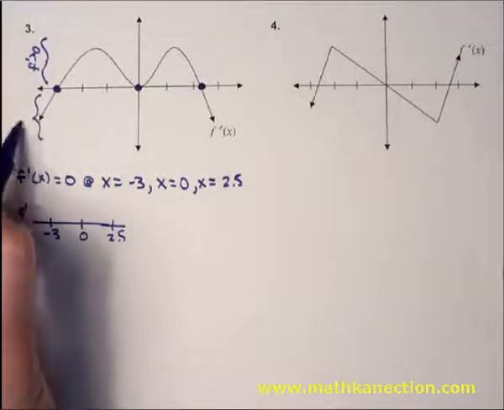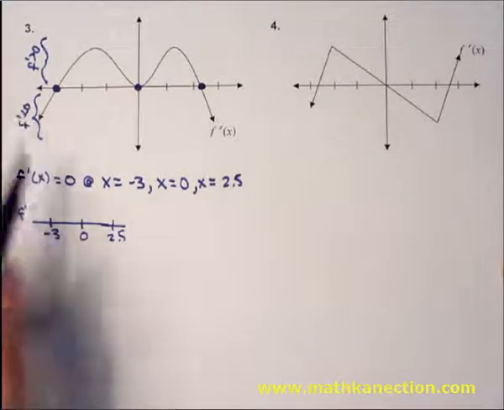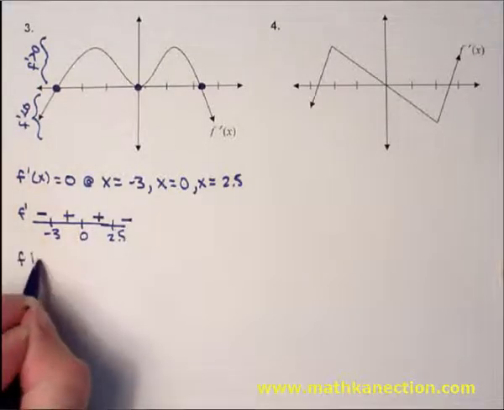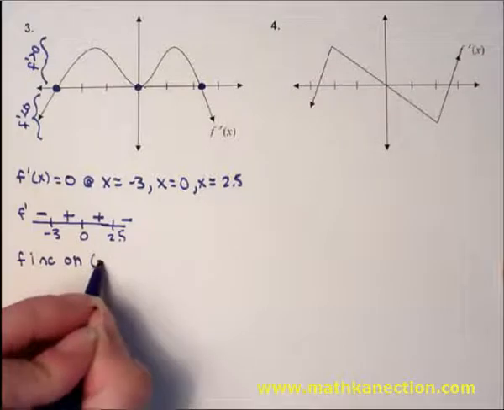F prime of x is less than 0 before -3, positive between -3 and 0, positive between 0 and 2.5, and after 2.5 negative.